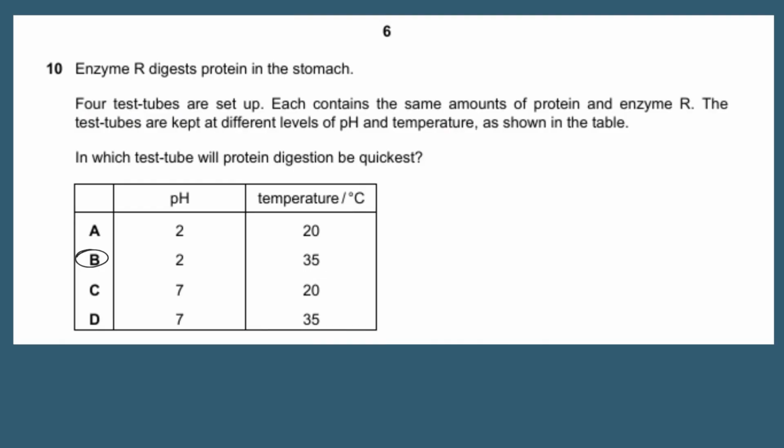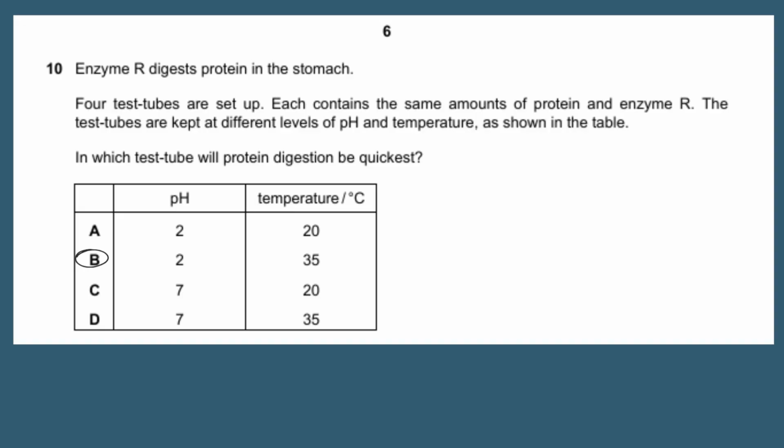Right. Last question for this video. Question number 10. It is asking about the enzyme that digests protein in the stomach. So this enzyme digests the protein in the stomach. The location is stomach. Now you have to memorize the stomach conditions. What are the conditions to digest the protein?